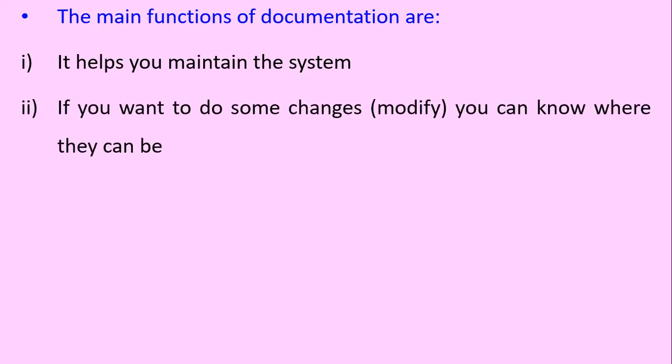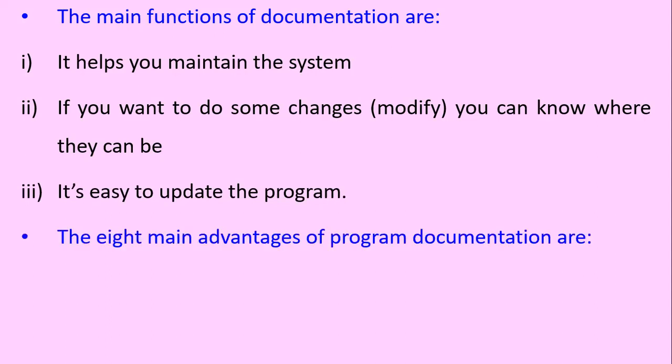The main functions of documentation, therefore, are: number one, helping you maintain the system. Number two, if you want to do some changes, that is modify the program, you can know where those modifications can be made. Number three, it is easy to update the program, because any changes or improvements that you want to make to the program can be made easily.